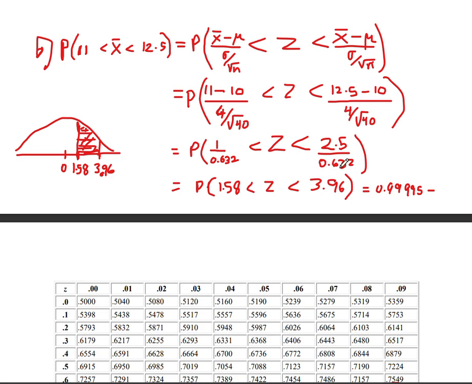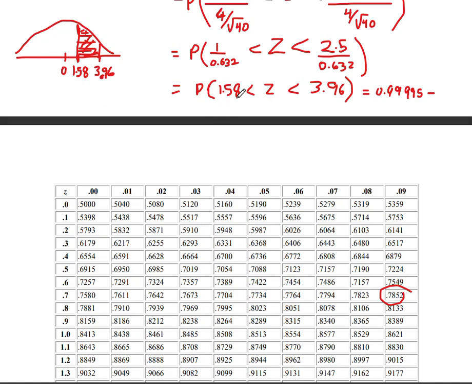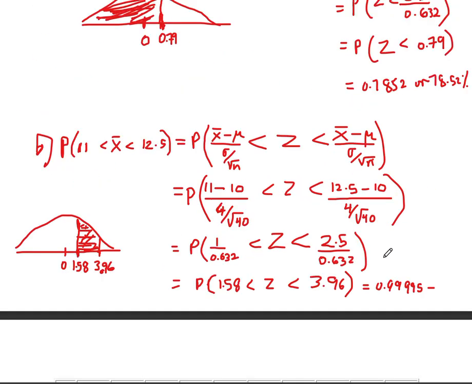But on this table, we can find the reading for 1.58. The principle is the same. So to find the reading for 1.58, we go down to 1.5 here, then we go across on the 0.08, and that is 0.9492. So 0.9492 is the reading for 1.58.